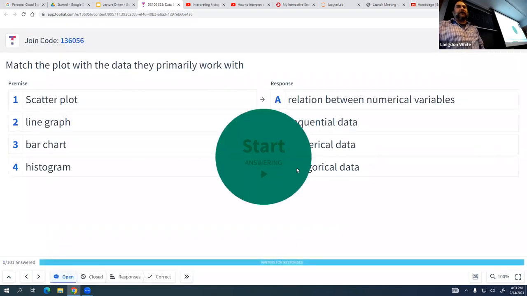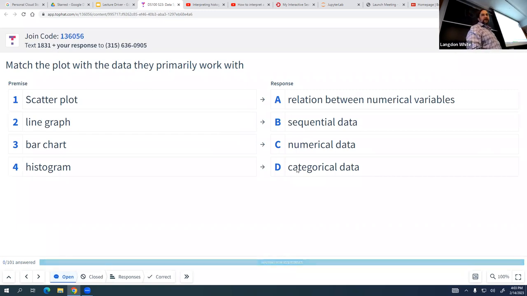All right, match the plot with the data they primarily work with. So this is like all of them. As you can tell, I've had semesters in the past where students had a really hard time with graphs, so I kind of beat it like a dead horse.